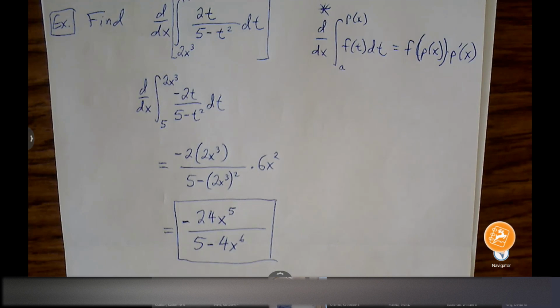Good. All right, so if you know how to do this, then all the second theorem problems should be pretty straightforward.